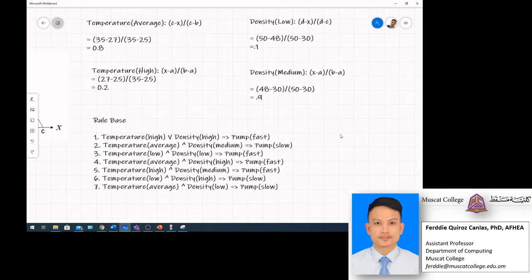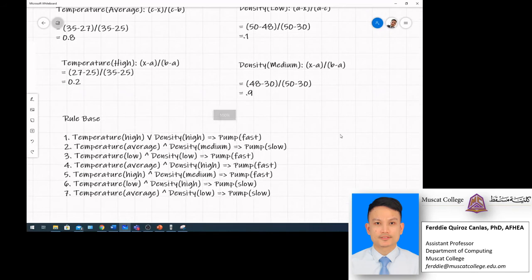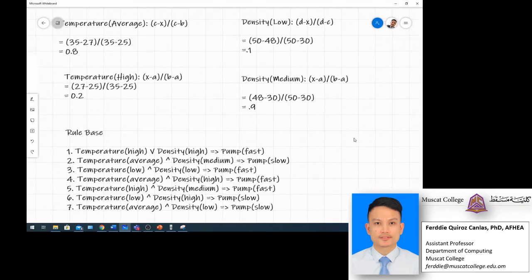Okay, let's see. So we will highlight the match, okay? So this one and this one. Let's see which one will match. Average low. Let's go for average low. No average low here. No. Average low. This one. So we'll take this, okay?